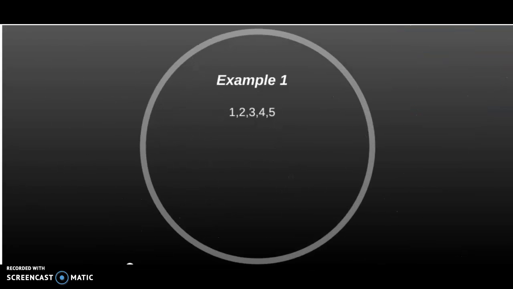Let's look at this. So we have 1, 2, 3, 4, and 5. So let's add those together. When we add it all together, we get 15. And how many in total do we have? We have 5. So I'm going to take 15 divided by 5 equals 3.